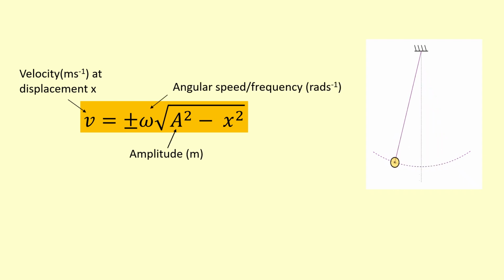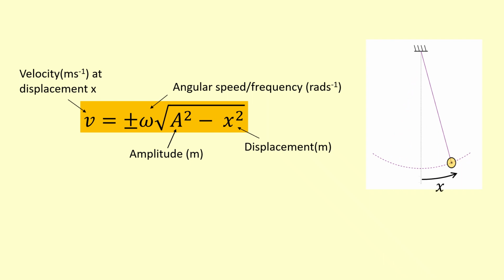Capital A is the amplitude, the biggest displacement from the equilibrium, and x is the displacement at which we're trying to find the velocity. So let's say, for example, if we freeze this pendulum at this point here, this x, we know that it could be going towards the right at a particular speed, or it can be going towards the left at that same speed. So the solution there could be positive or negative. So it's a two-solution equation here. That's why we have that plus or minus at the front there. So velocity at a particular displacement can be going towards the left or right.